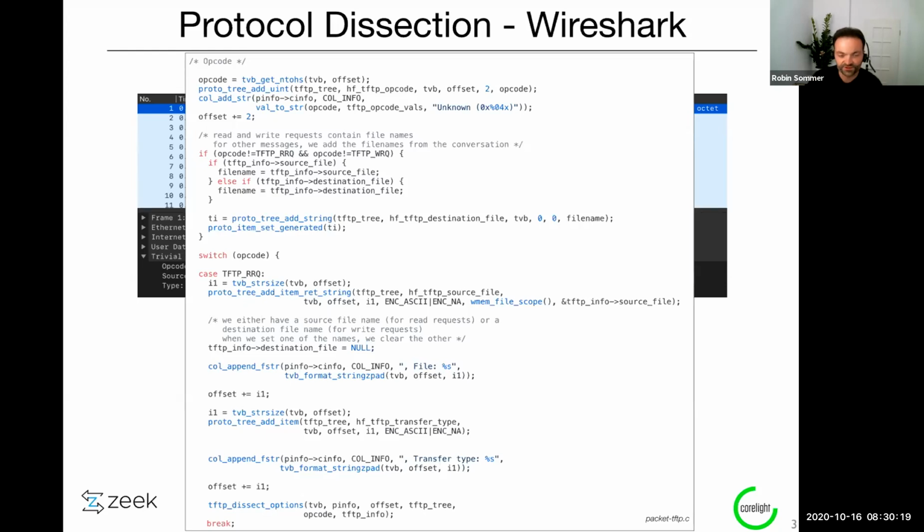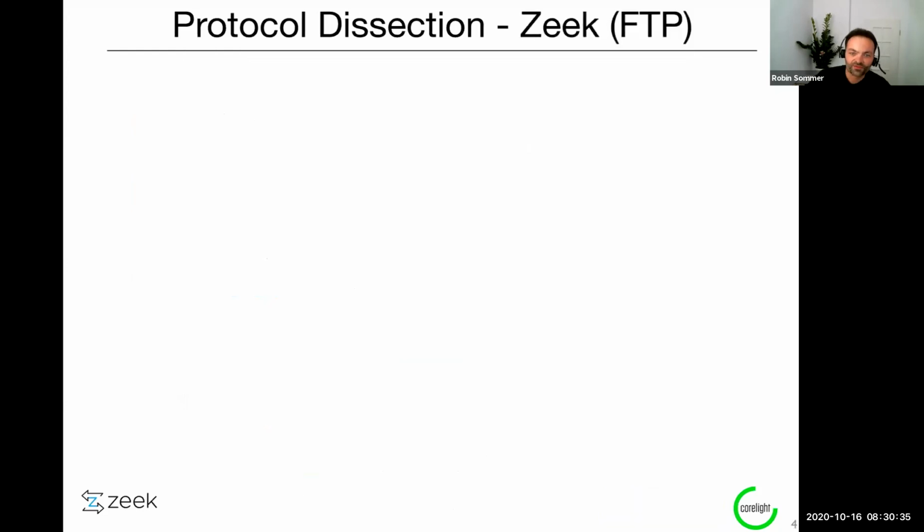Turning to Zeek. By the way, it's 990 lines of code total for the TFTP analyzer in Wireshark's dissector. Analyzer is the Zeek terminology for this, and dissector is the Wireshark terminology. On the Zeek side, we currently do not have a TFTP dissector. I'm going to add one in a few minutes, but until I get there, just for the sake of comparison, of how code looks like, I was looking at FTP here.